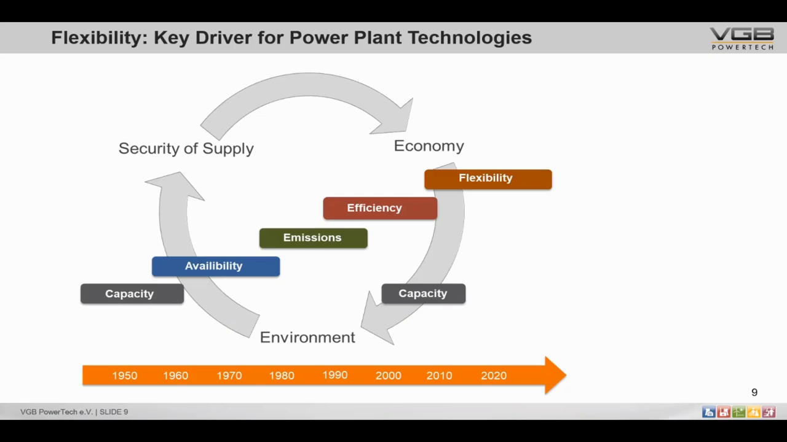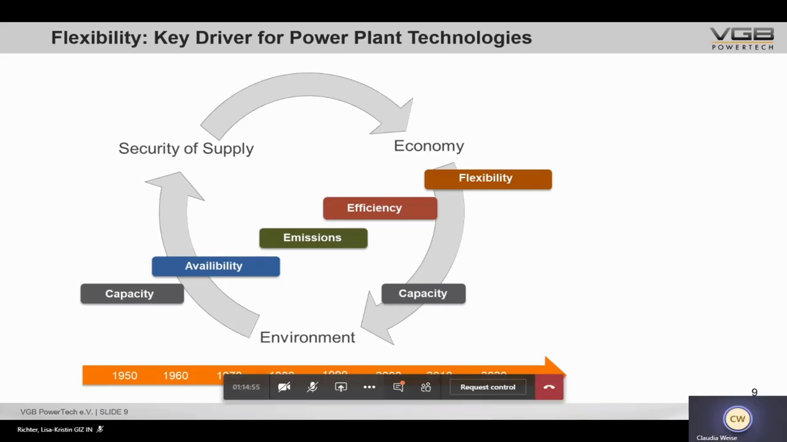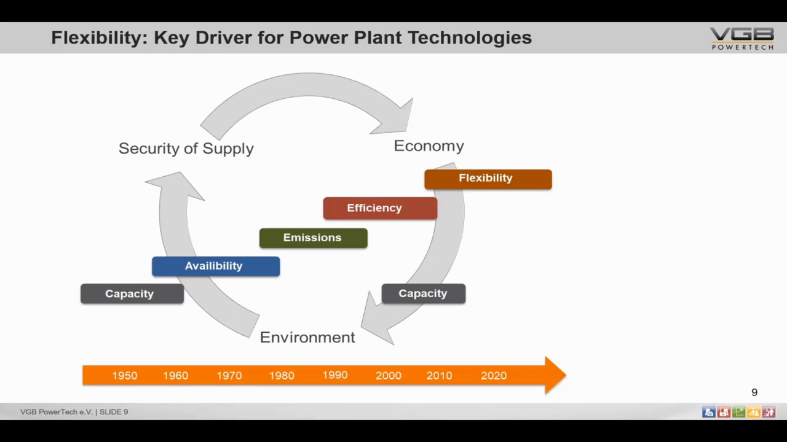And we also see that flexibility has become a key design criterion. This is really becoming the ruling driver in the technology development and also for further innovations. So to sum it up, flexibility is a must-have feature for thermal power plants, and it's really essential to have it because this is a facilitator for the system of variable renewables, because both together ensure a stable energy supply and a safe system.